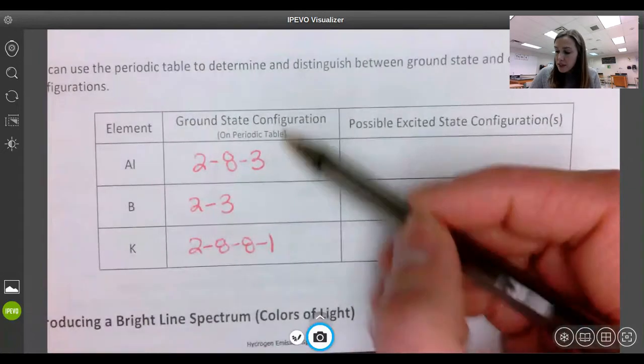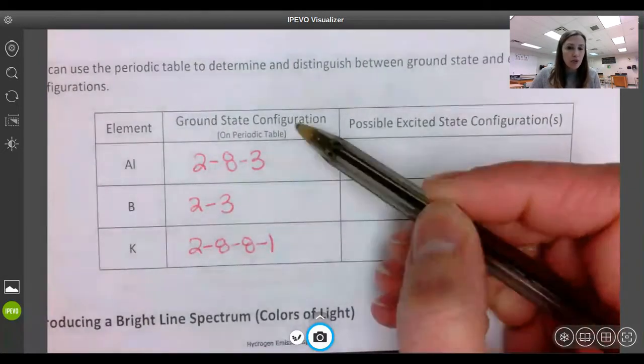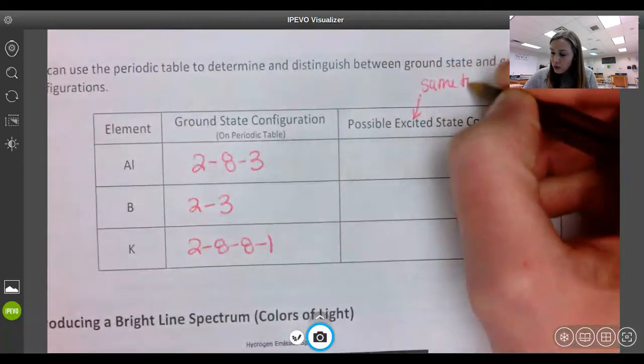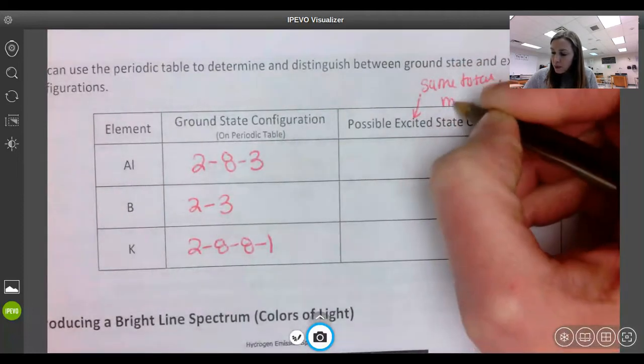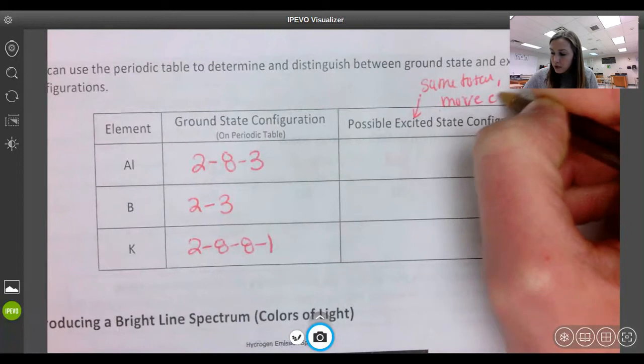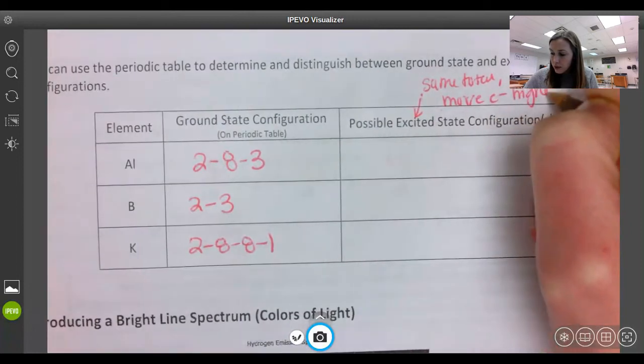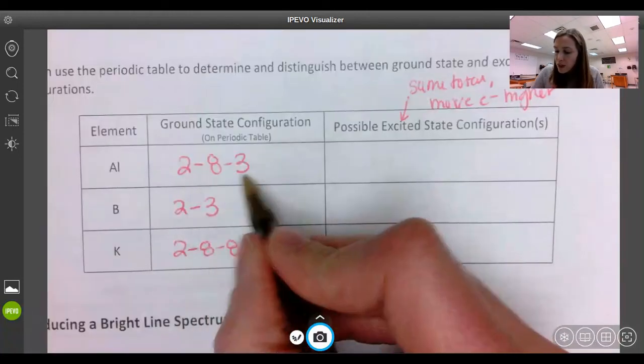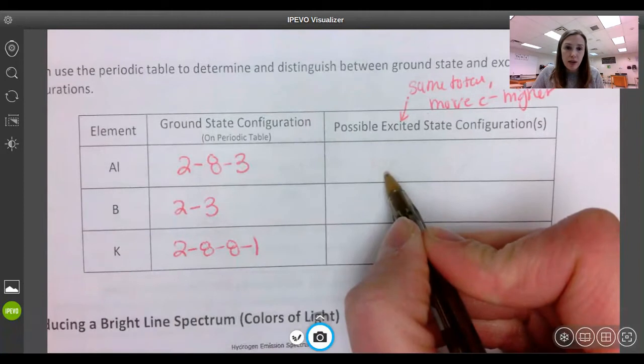So the big thing is these are on the periodic table. These are the only ground states. When I do this, again, I have to have the same total. Okay, and I'm going to move electrons higher. Okay, and I'm going to give you one scenario which wouldn't work that sometimes students will do. So with this one, I still have to have 13 electrons when I come over here.